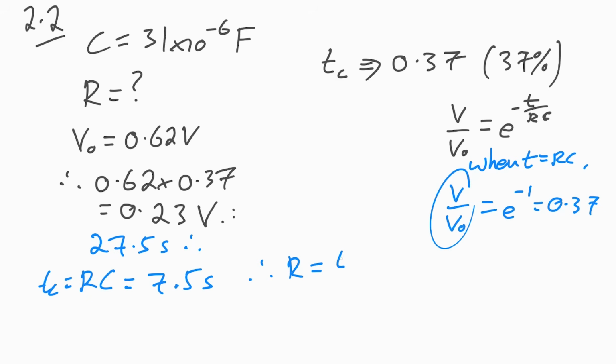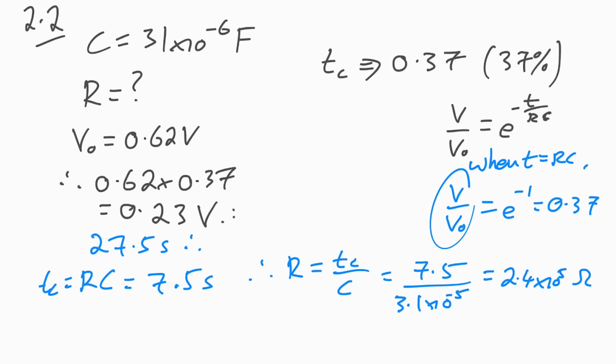Resistance is equal to the time constant divided by the capacitance, so that's 7.5 divided by our capacitance of 3.1 times 10 to the minus 5. And that gives us 2.4 times 10 to the 5 ohms. Is that what we were looking for? Yeah, happy days. As soon as you have a graph of capacitor decay, all you have to do is find the time constant. Much like when it comes to radioactivity, when you have a graph of that decay, you're always looking for the half-life. But this is the 37% life.